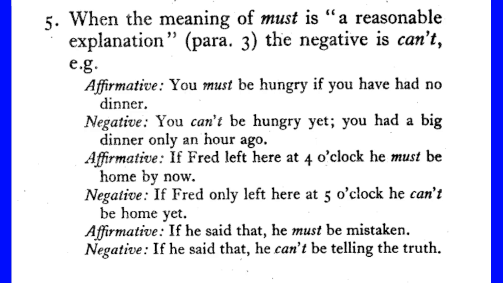5. When the meaning of must is a reasonable explanation, para 3, the negative is can't. For example, affirmative: you must be hungry if you have had no dinner. Negative: you can't be hungry yet, you had a big dinner only an hour ago. Affirmative: if Fred left here at 4 o'clock he must be home by now. Negative: if Fred only left here at 5 o'clock he can't be home yet. Affirmative: if he said that, he must be mistaken. Negative: if he said that, he can't be telling the truth.